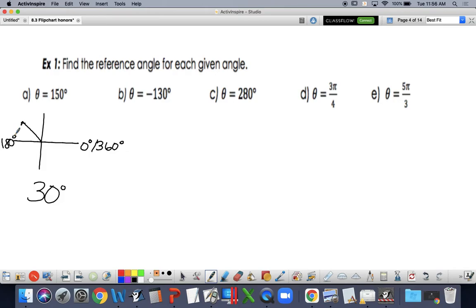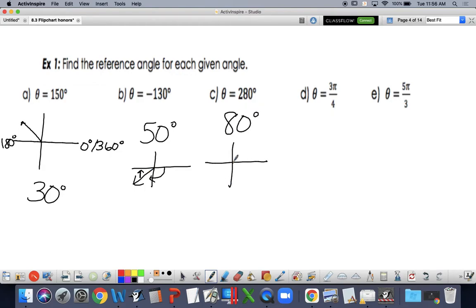Let's look at the next one. Negative 130 degrees? 50 degrees. Perfect. We need to draw a picture. Negative 130 degrees is down here, so I just have to figure out how far I am away. What about 280 degrees? 80 degrees.